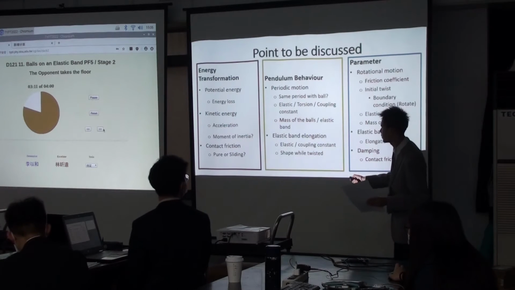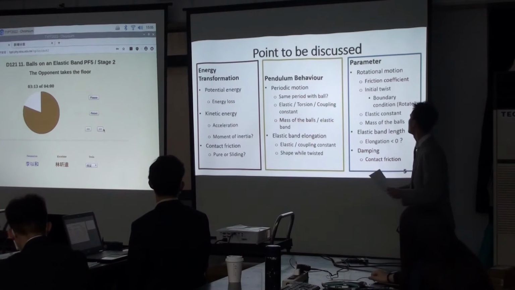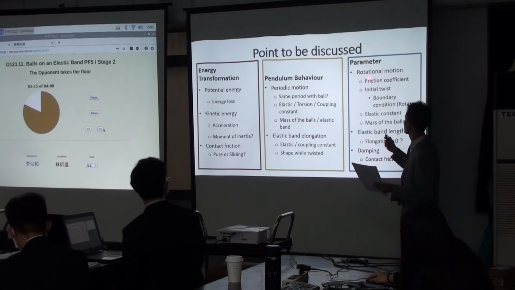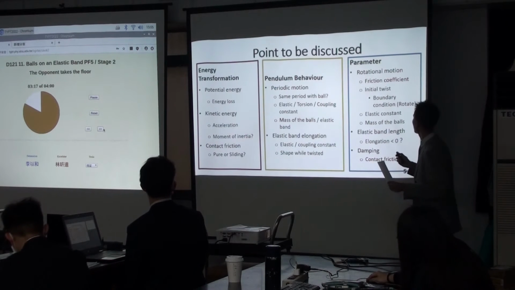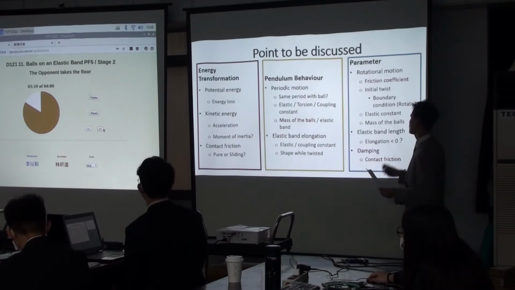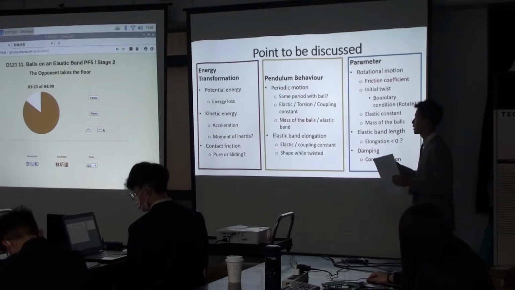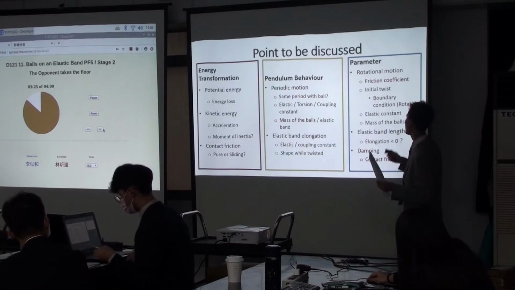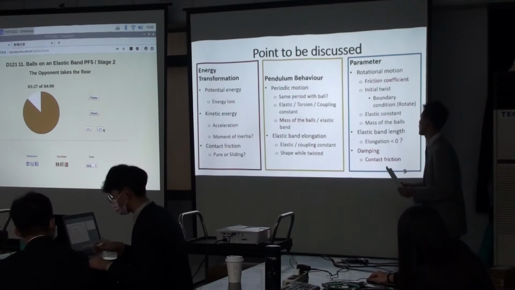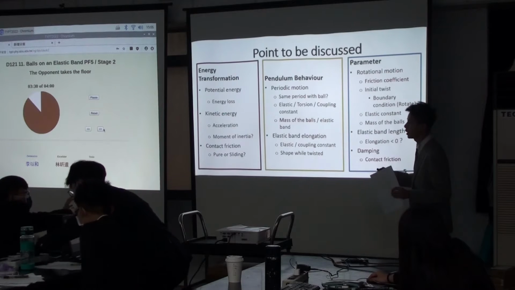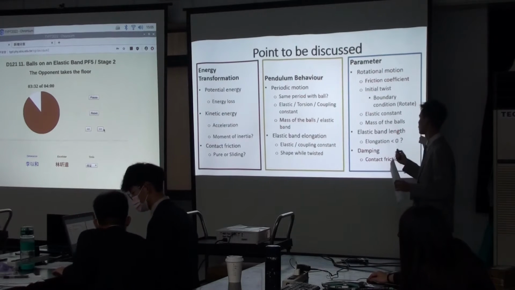And I want to discuss the shape while twisting. And the parameters, this is the rotational motion. I want to know how the friction coefficient is calculated, how the initial turns will affect the phenomenon, and whether there is a boundary condition to let it rotate. And the elastic constant, how will it affect the motion and the mass of the ball?